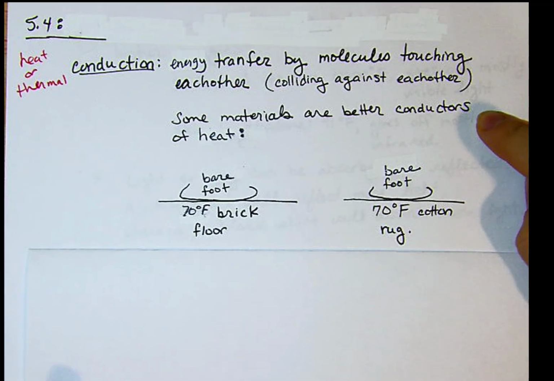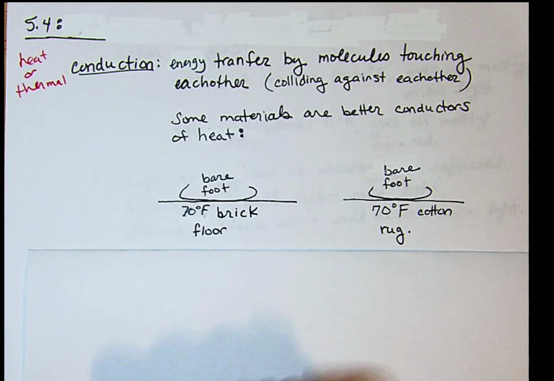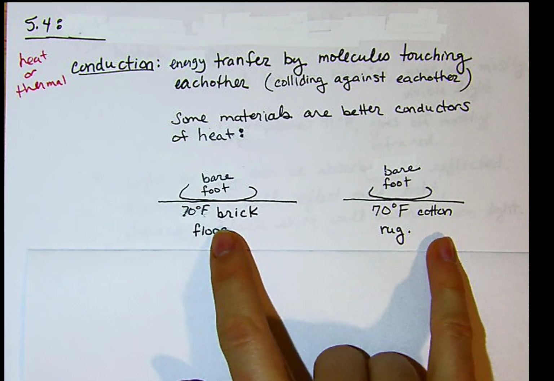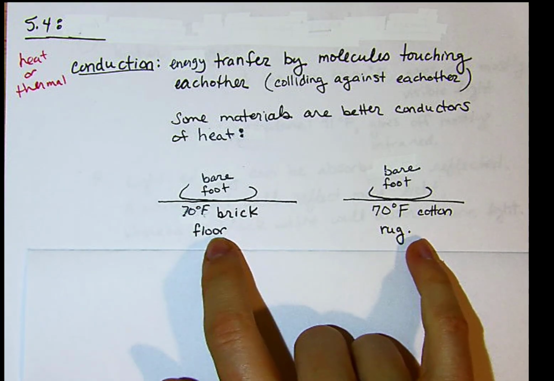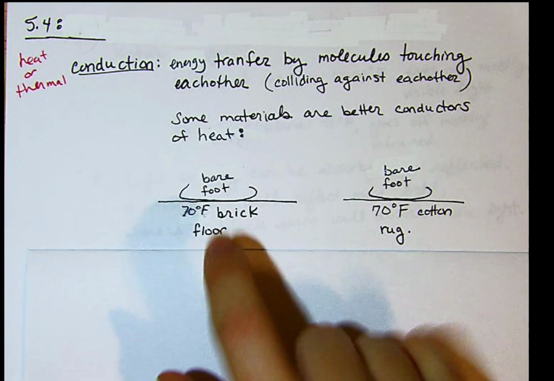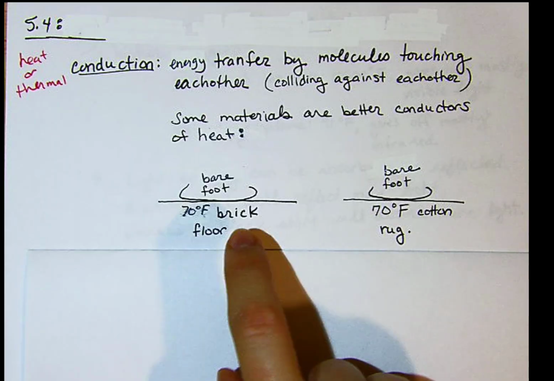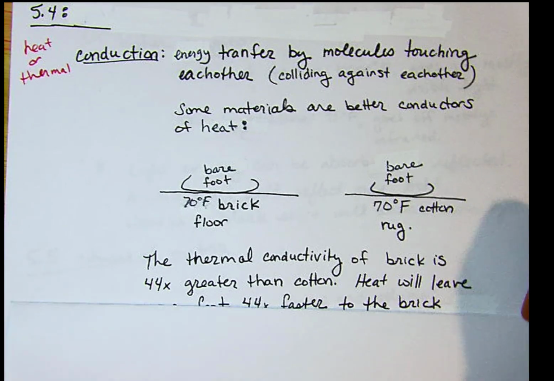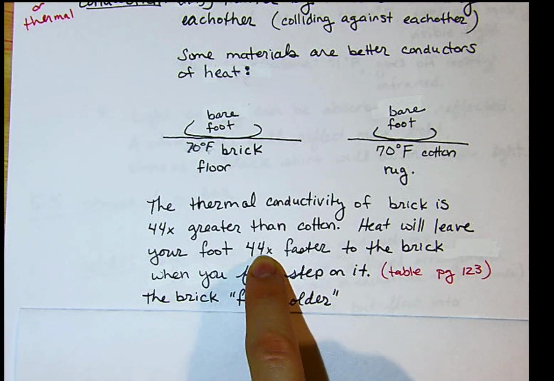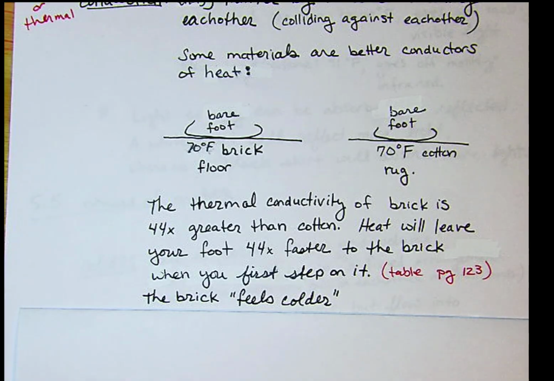And some materials are better conductors of heat. So that's when we can come back to my brick and carpet floor. And both the brick floor and the rug are the same temperature and they're both colder than your foot. But when you step on these two different surfaces, one feels a lot colder because this is a better conductor of heat. It can take the heat out of your foot faster. The conduction rate for brick is 44 times higher than cotton, than something like a rug. So it's going to feel a decent amount colder when you step on a brick floor or a tile floor.